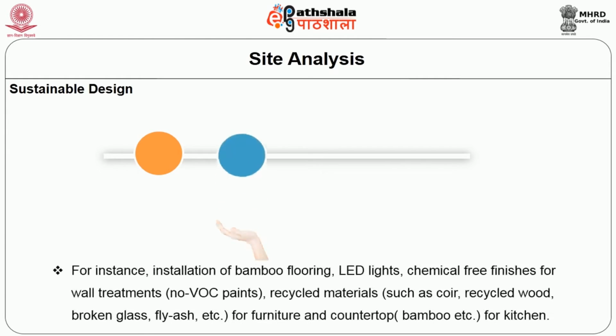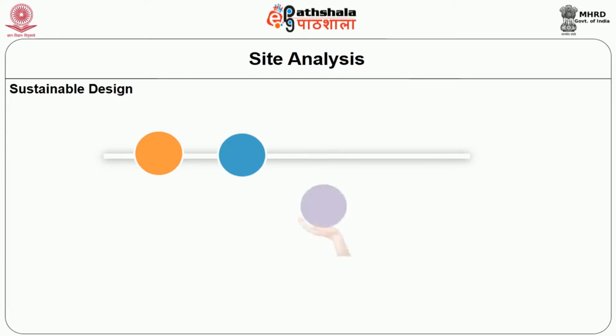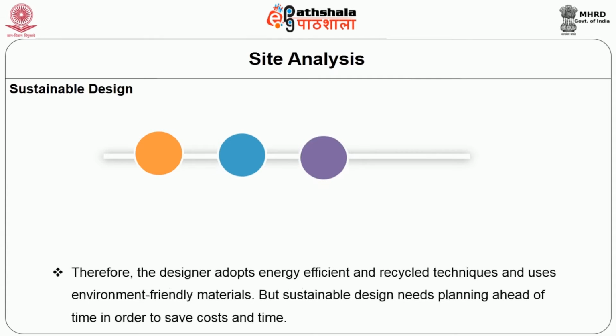For instance, installation of bamboo flooring, LED lights, chemical-free finishes for wall treatments, that is, no VOC paints, and recycled materials such as coir, recycled wood, broken glass, flyers, etc. for furniture and countertops, and bamboo for the kitchen. Therefore, the designer adopts energy efficient and recycled techniques and uses environmentally friendly materials.